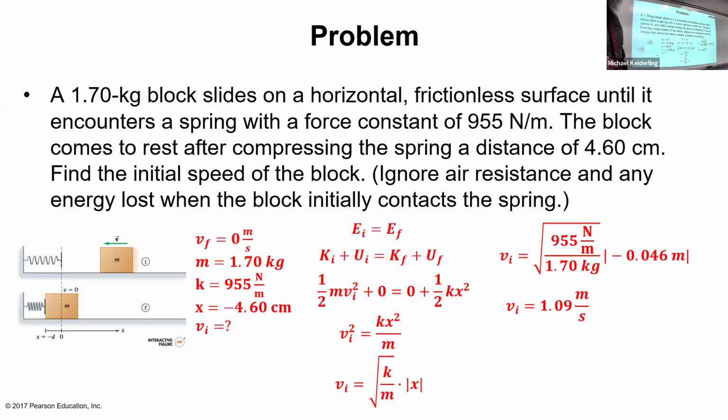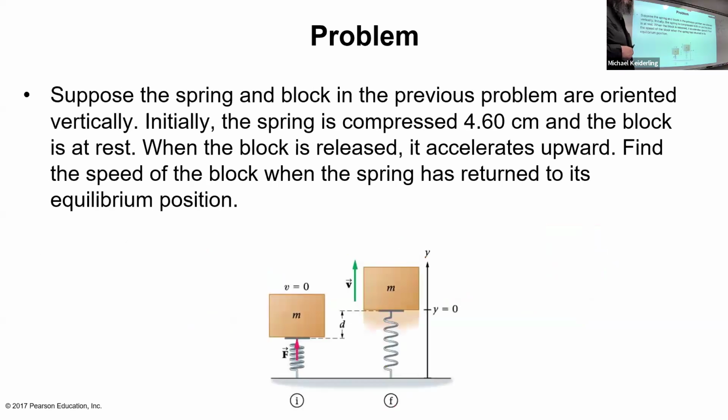Okay. So let's look at the same block, but instead of going horizontally, let's go vertically. Let's start with the block compressed 4.6 centimeters, mass at rest, and we want to see what velocity we'll have when the spring has returned to its equilibrium position. We're flinging the box off into space. We want to see how fast it's going when the spring has returned to equilibrium.